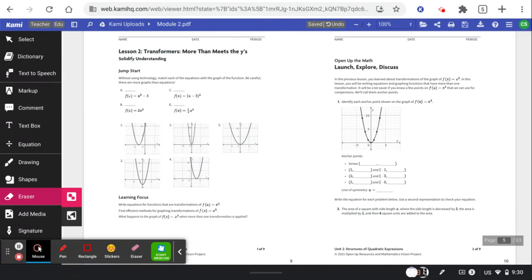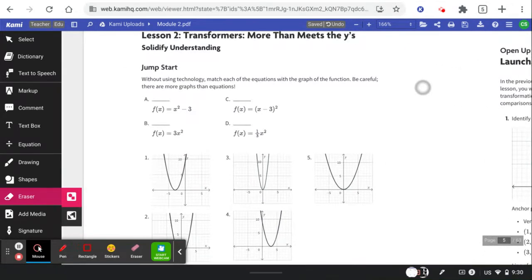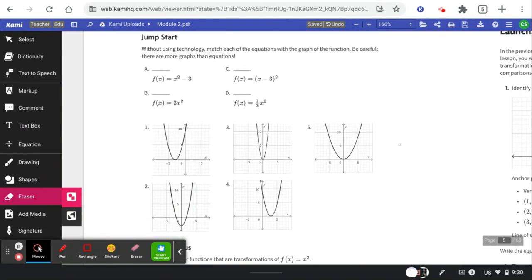I'm going to zoom in here now on page 9. So without using technology, match each of the equations with the graph of the functions. Be careful that there are more graphs than equations. So for A, notice that we've got an x squared minus 3. So taking a quick peek at which of these graphs look like they have that shift. What shift would this look like? You got it. This would be a shift down 3.